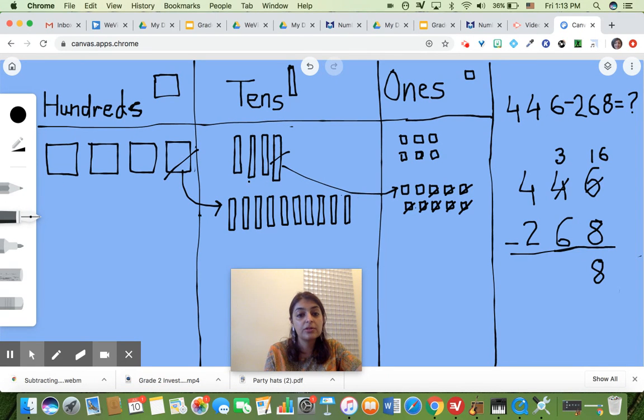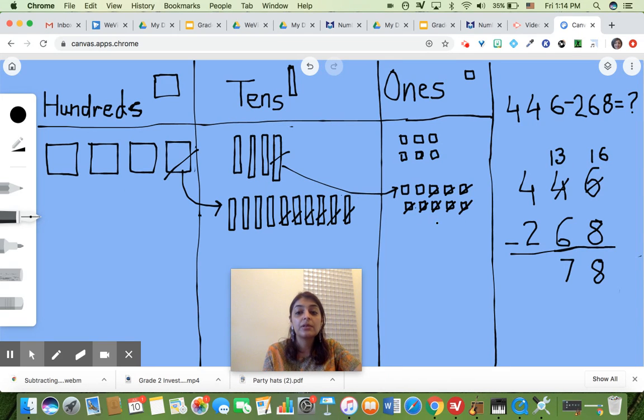Let's count: 1, 2, 3, 4, 5, 6, 7, 8, 9, 10, 11, 12, 13. We have 13 tens. Now out of 13 tens, we are going to subtract 6 tens. So we take away 6: 1, 2, 3, 4, 5, 6. We take away 6 tens and let's see how many are left. 1, 2, 3, 4, 5, 6, 7. So 13 minus 6 is 7.